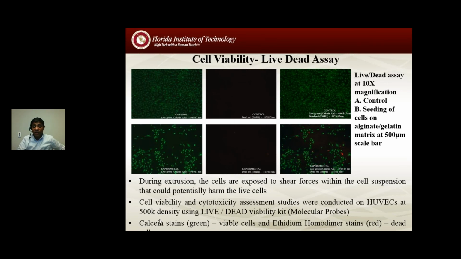And this assay is known as live/dead. They use calcein, which is a green stain, and ethidium homodimer, which is a red stain. That will give you the ratio of live to dead cells.